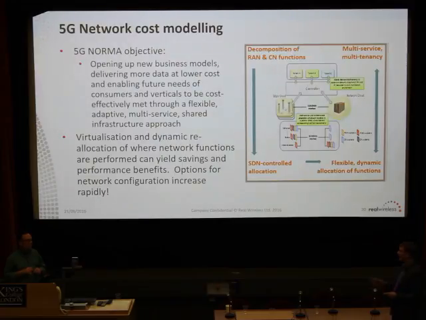And even agreeing on what is going to be modeled into this techno-economic analysis, even if it is the 5G NORMA architecture, is already a huge leap forward for us. Now, taking into account also other fora would be just too much.